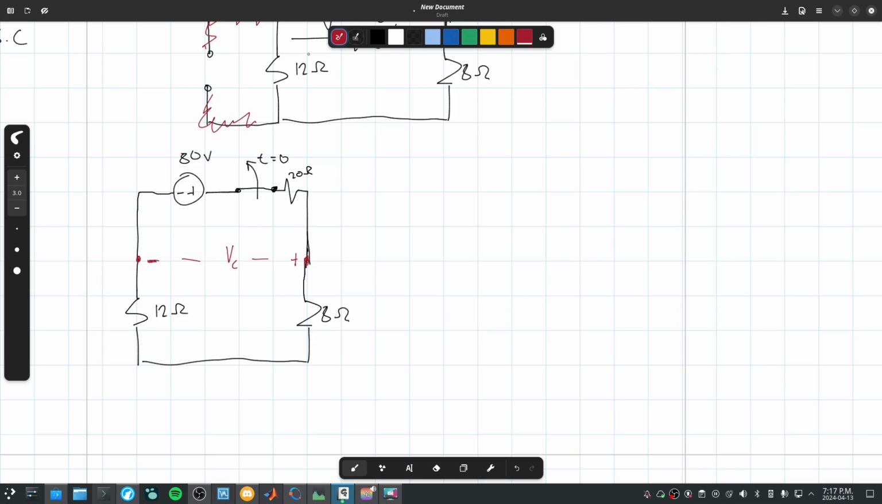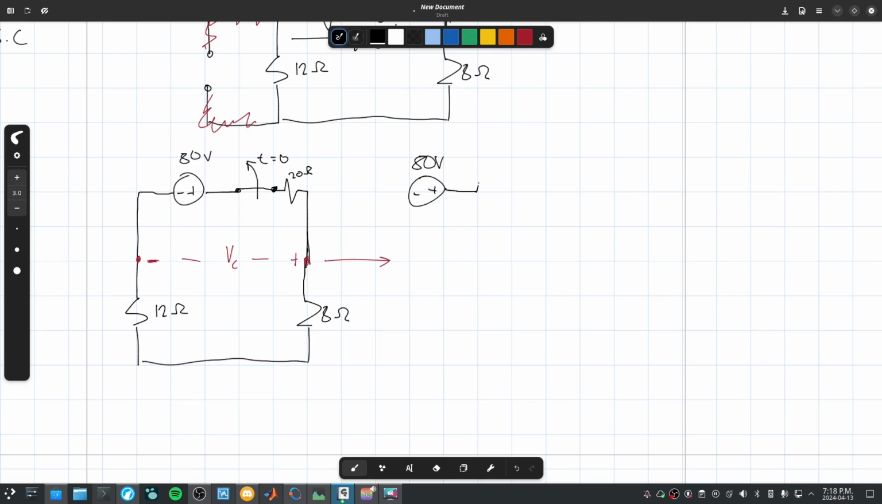We can't combine these two resistors because that would get rid of this node. So we can't get rid of that. We can only combine these two because we don't care if we get rid of this node. We're not looking at it. So let's combine the two, and you're going to get a really simple circuit here.